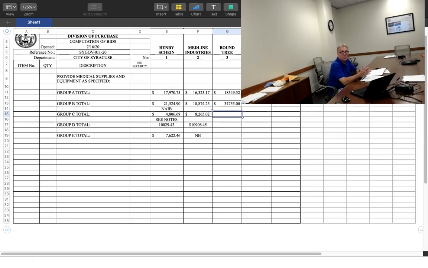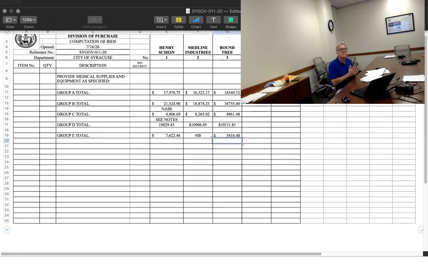Group C, $4,961.48. Group D, $10,111.81. And Group E, the final group, is $5,416.48. And that completes our bid for City of Syracuse for medical supplies and equipment as specified. Thank you very much.